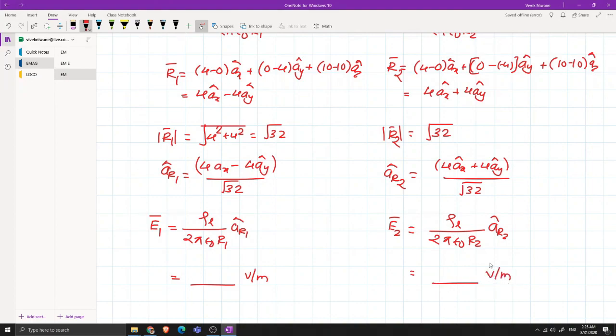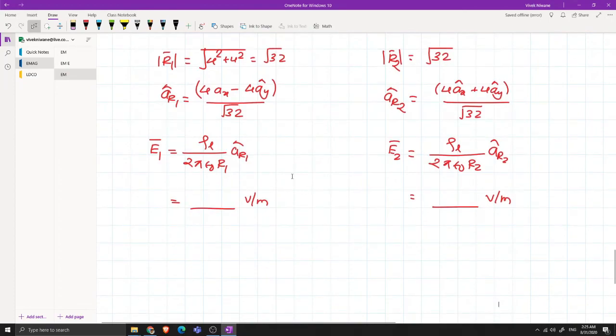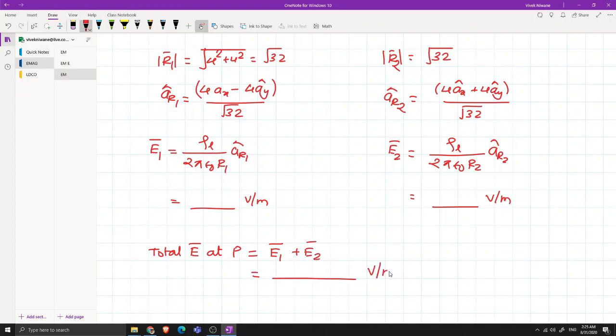Now we want to find the total electric field at point P. So what we will do? Total electric field at P is equal to E1 bar plus E2 bar. So we will have one answer. Wherever I haven't calculated the answer, it is your responsibility to calculate it, and I am going to float some sort of assignment. I will try to have a quiz for the answers and you have to take it accordingly.